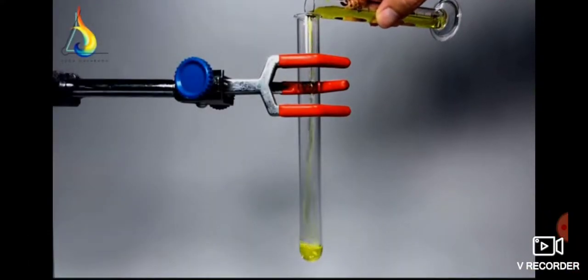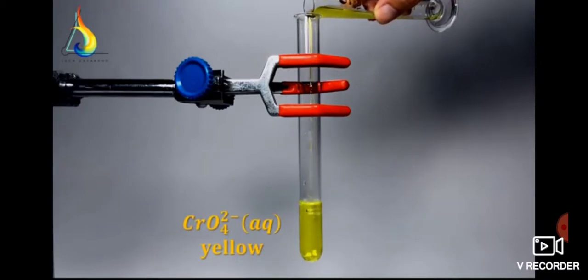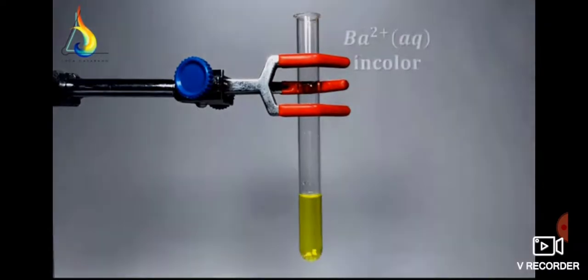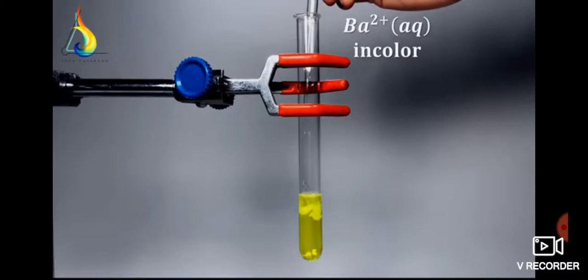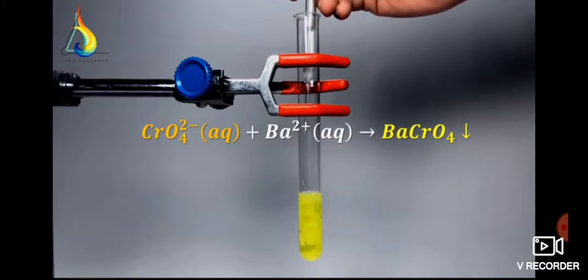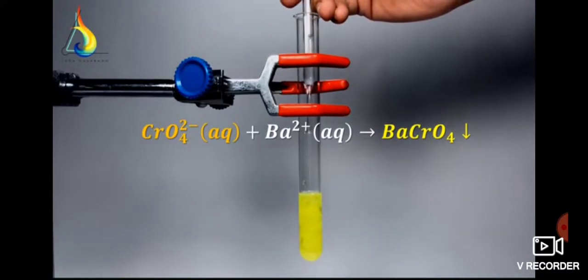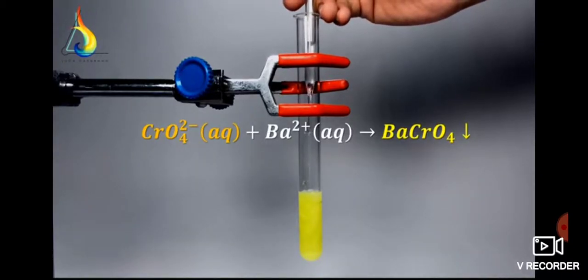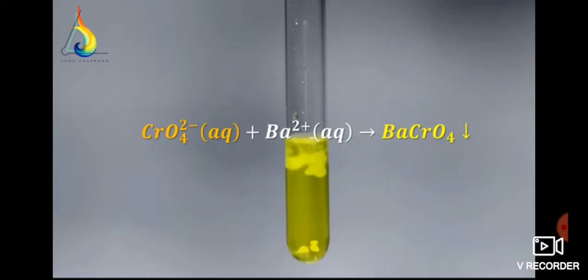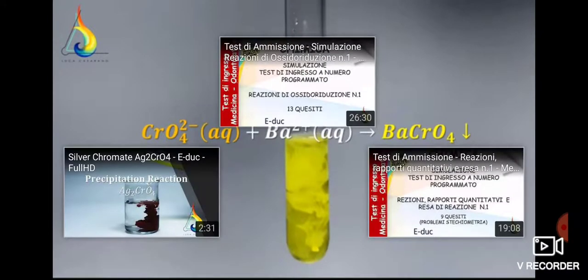Potassium chromate is taken in a test tube. It is yellow in color. Now barium sulfate, which is white in color, is taken. It is milky white. So when you are adding potassium chromate to barium sulfate solution, you can see the precipitate. Now you can observe more closely. A yellow color precipitate of barium chromate is formed.